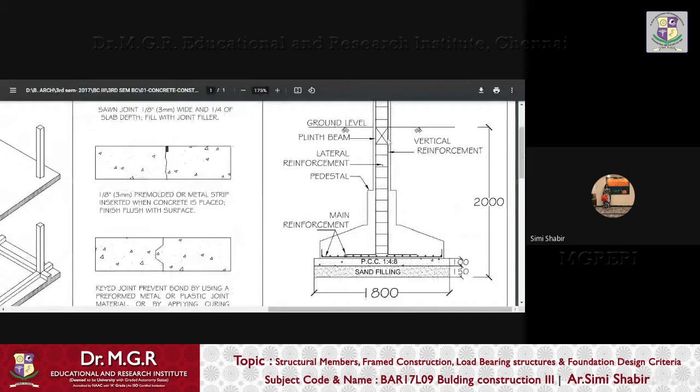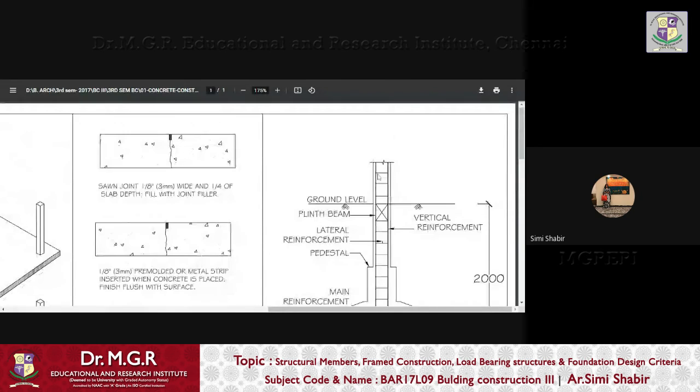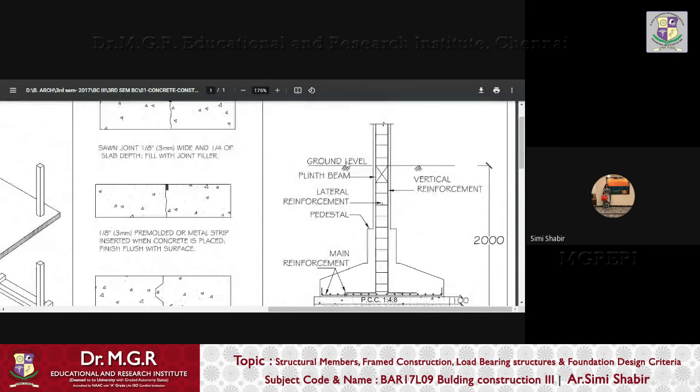So till the plinth beam, it is the part of the foundation. Above the plinth beam, we talk about it as the column. So that is how it is done.